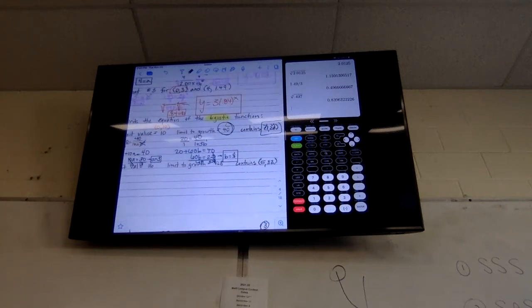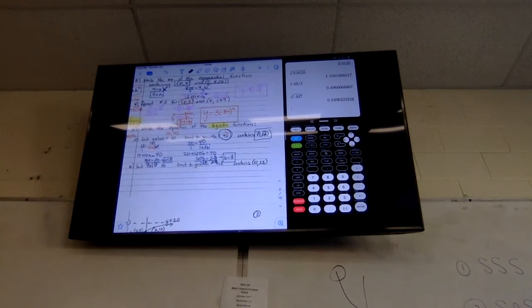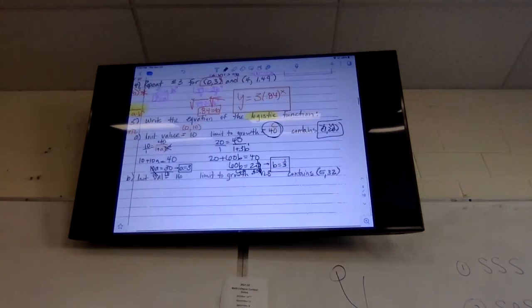All right, so now I have A and B, and I was given C to begin with, so let's write my equation. I don't think I need this calculator. Y equals 40 over 1 plus 3 times 1/3 raised to the X.